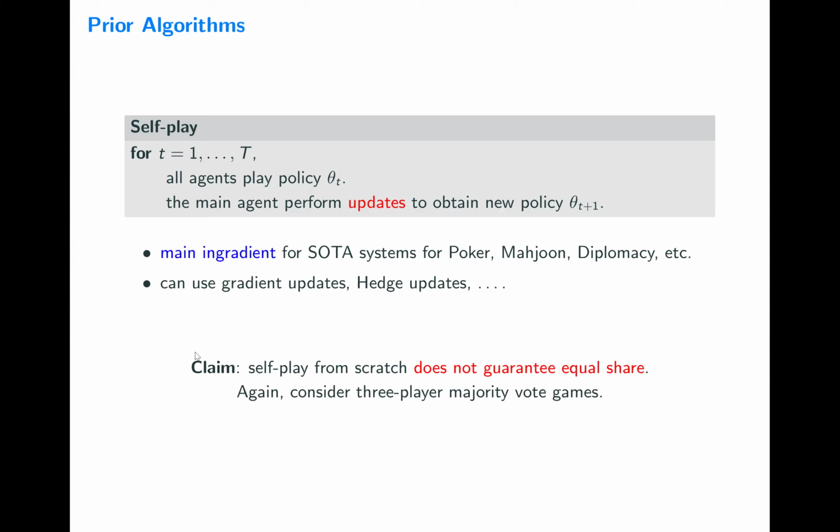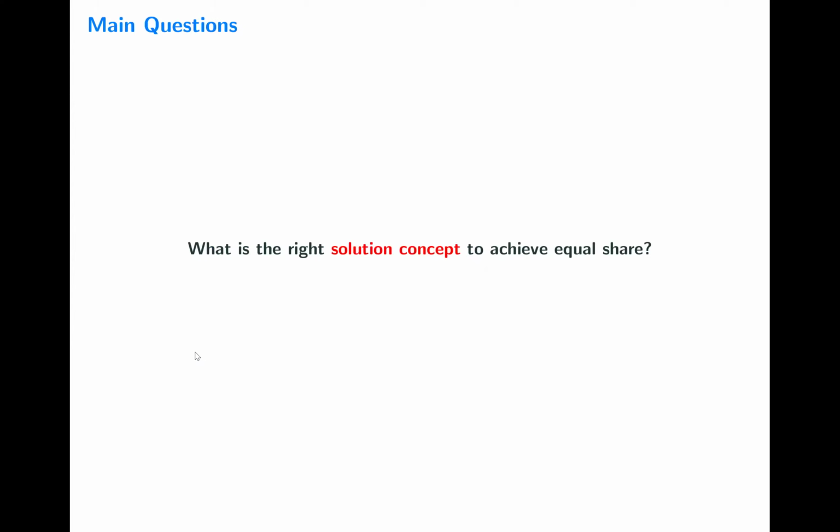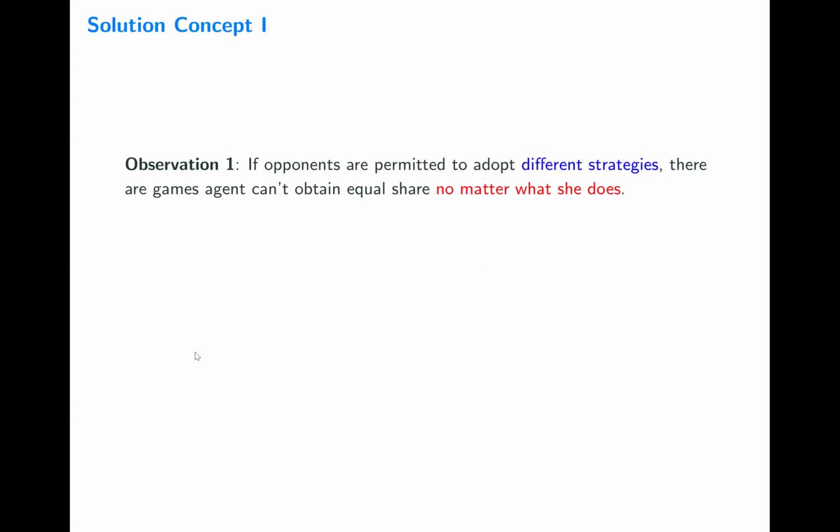Some other forms of self-play also do not guarantee this kind of criterion, as we will see in the experiments later. So hopefully I have convinced you why the existing solutions are not really good at dealing with this equal share, a very basic baseline for symmetric games. So the question is, what is the right solution concept to achieve this equal share? And when we have the right solution concept, can we design an efficient algorithm to achieve this equal share? Standard questions, but for very interesting problems.